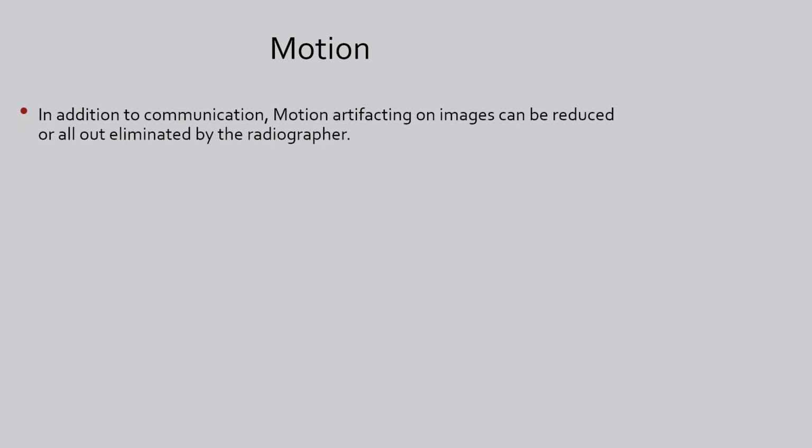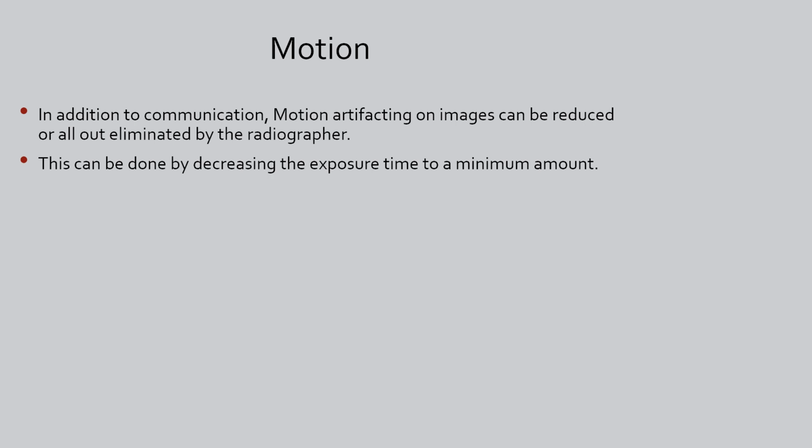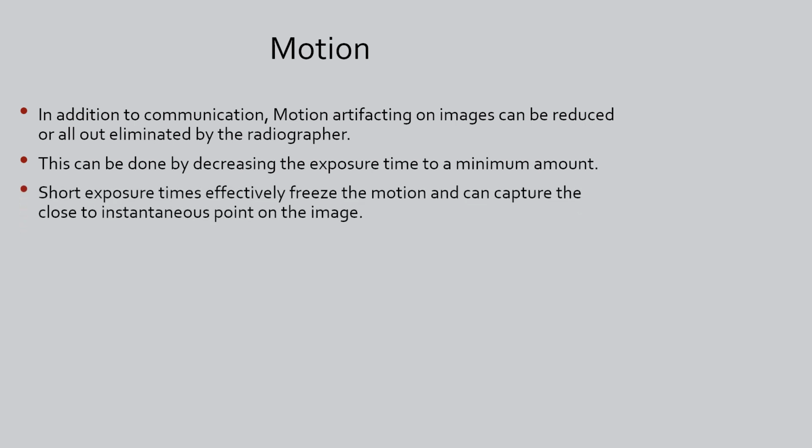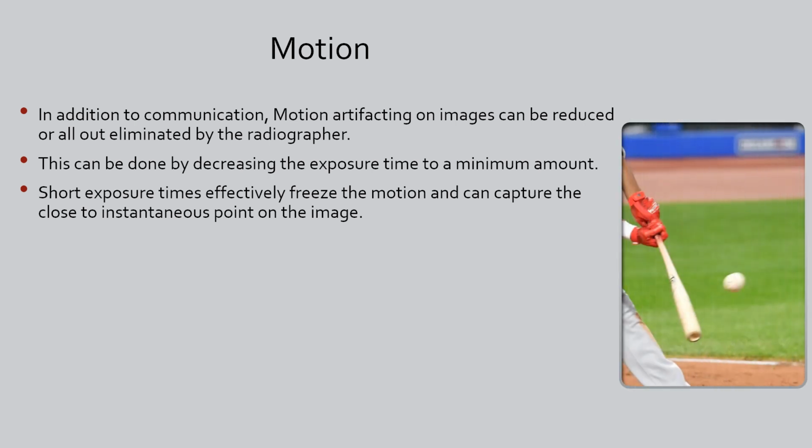In addition to communication, motion artifacting on images can be reduced or all out eliminated by the radiographer. We can do this by decreasing the exposure time to a minimum amount. Short exposure times effectively freeze the motion and can capture the close to instantaneous point of the image. In photography, we call this shutter speed, okay? How quickly it opens the aperture. And it can effectively freeze that one point in time.